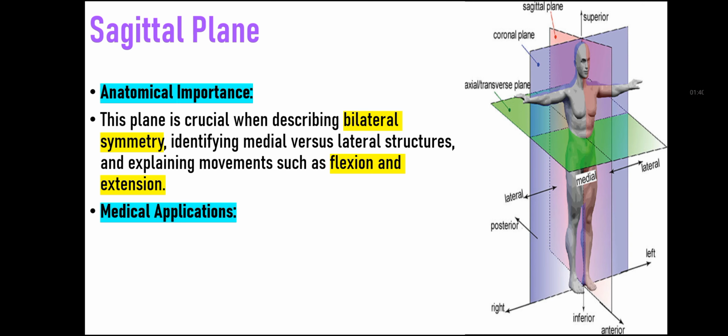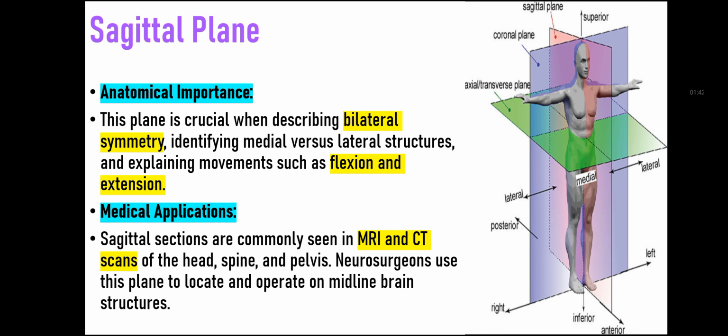extension. Talking about medical applications, sagittal sections are commonly seen in MRI and CT scans of the head, spine, and pelvis. Neurosurgeons use this plane to locate and operate on midbrain structures.